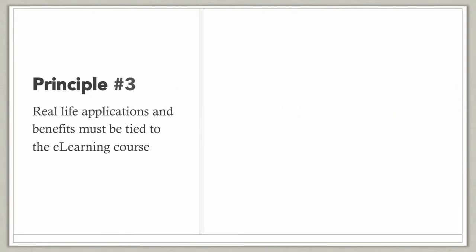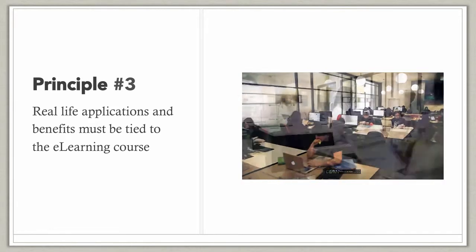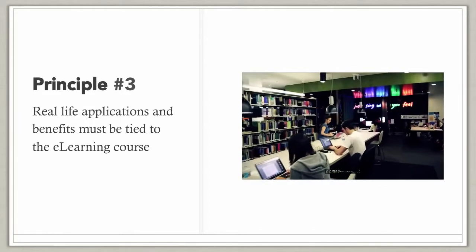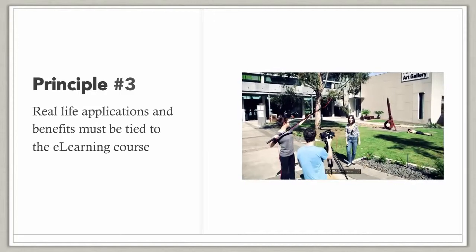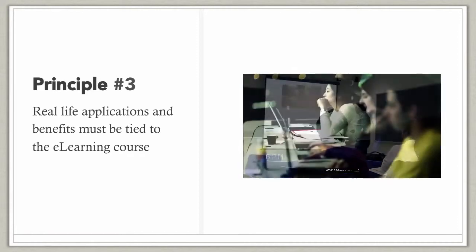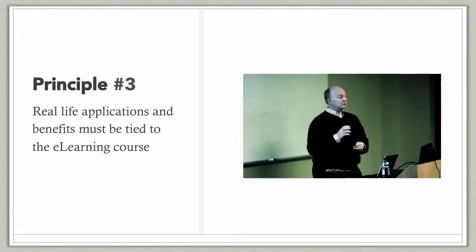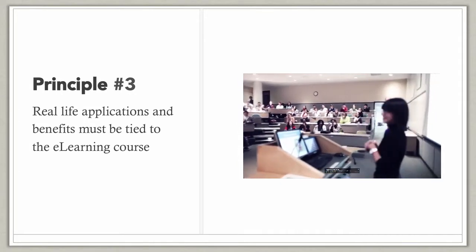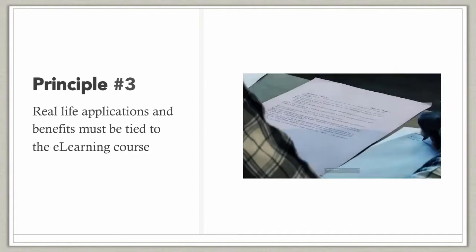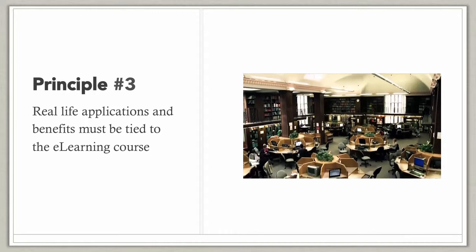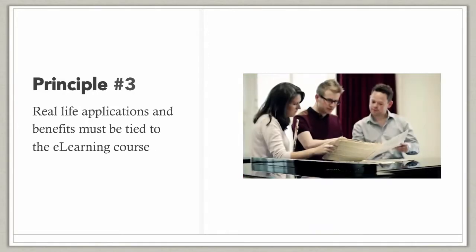Principle number 3. Real-life applications and benefits must be tied to the e-learning course. Adult learners need to be able to tie the subject matter to real-world benefits and applications. If they cannot see how a module or activity will give them an advantage in real life, or how a particular e-learning course is going to apply to real-world situations, then they won't be excited about the e-learning process. E-learning professionals can increase engagement by integrating scenarios into adult e-learning courses. This way, adult learners have the opportunity to directly see how what they are learning can be used in the real world.